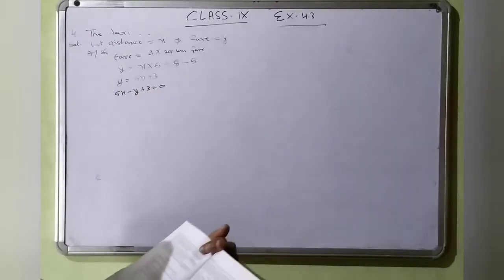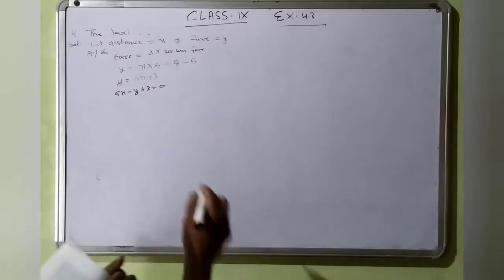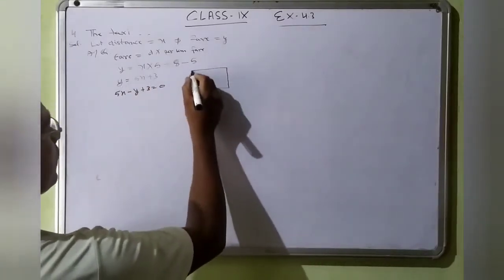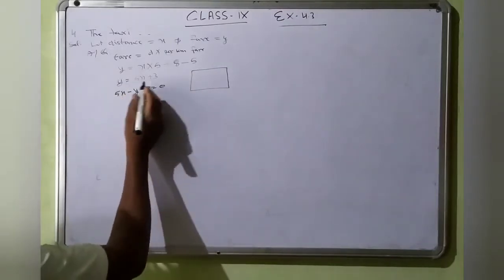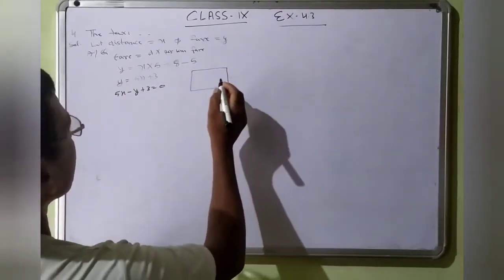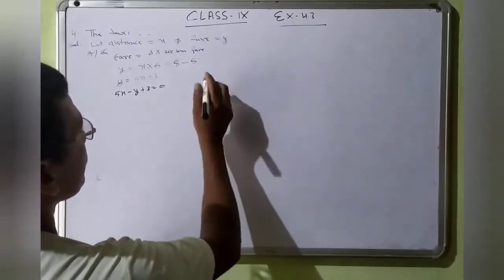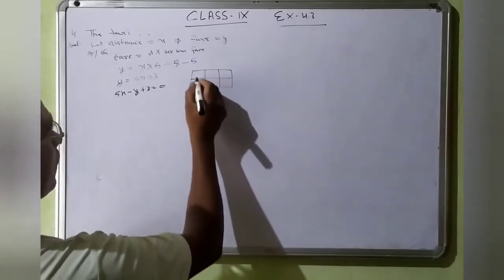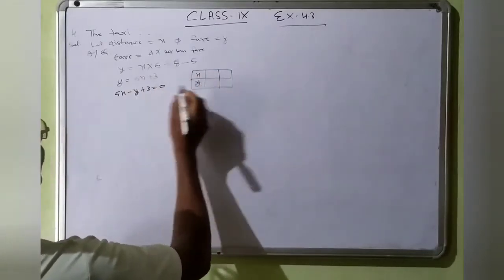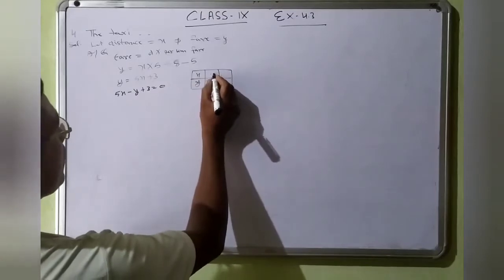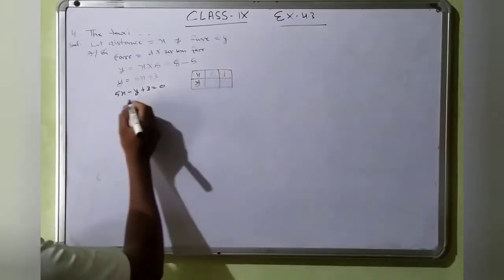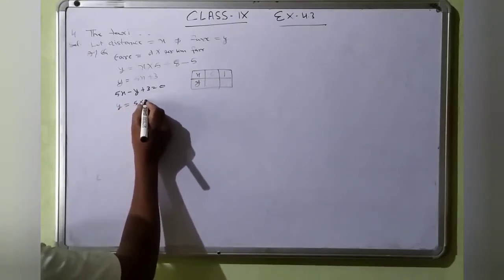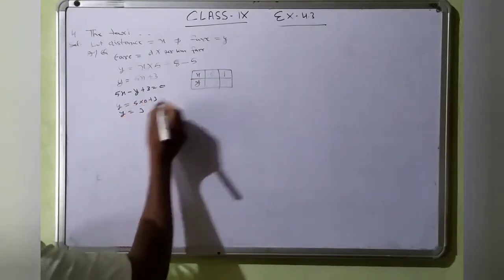And then graph also. So for graph we will draw the box like this. x, y. So x value we place here 0, 1. Any value you can place. y is equal to 5 multiplied by 0 plus 3. So y is equal to 3.